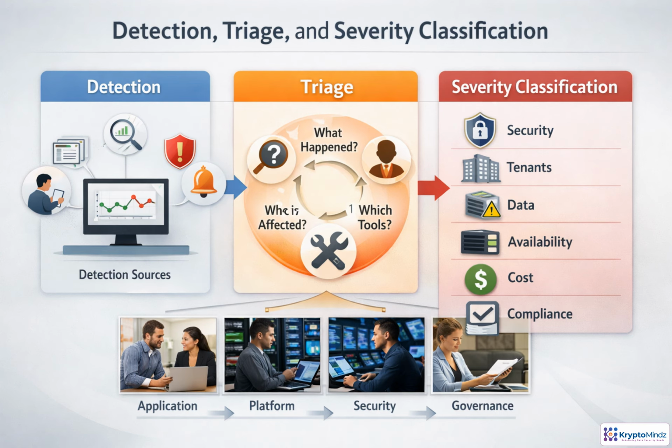Effective incident response begins before anyone declares an incident. Detection signals come from logs, traces, metrics, audit events, policy denials, anomaly alerts, and user reports. In the first minutes, triage should turn noise into facts. What happened, who is affected, which MCP tools or integrations are involved, and whether the behavior is still occurring. Severity should be based on real impact: security exposure, tenant blast radius, data access or mutation, availability, cost, safety, and compliance deadlines. Then assign one accountable owner, so application, platform, security, and governance teams move together instead of debating ownership.